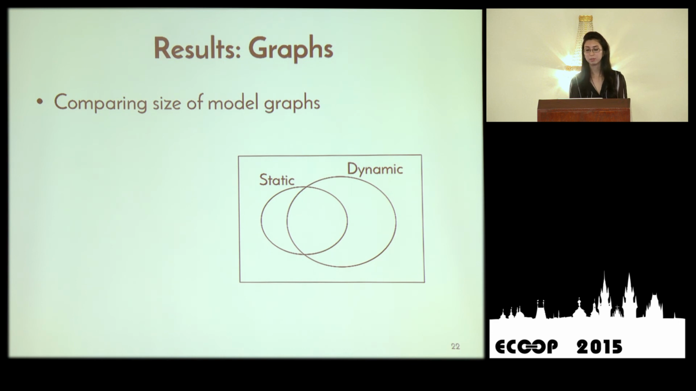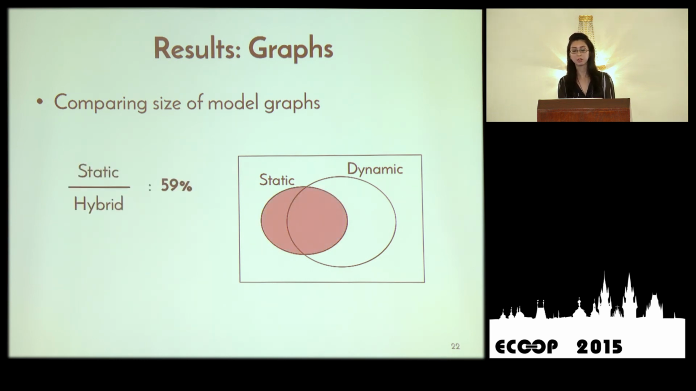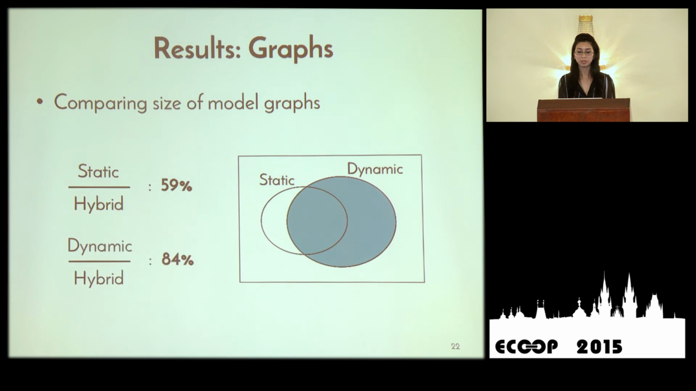Then we compared the dependency graphs, and not just the impact sets. So comparing the sizes of the model graphs showed us that static analysis formed 59% of the hybrid graph. Dynamic analysis formed 84% of the call graph, of the hybrid graph. But there was part of the graph that was common between static analysis and dynamic analysis.